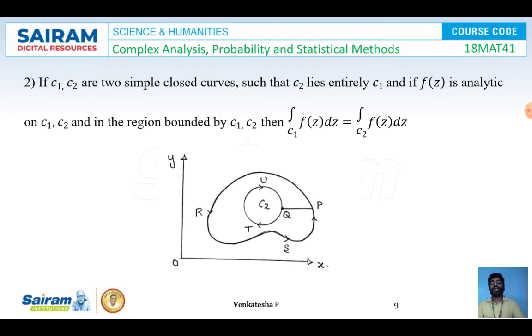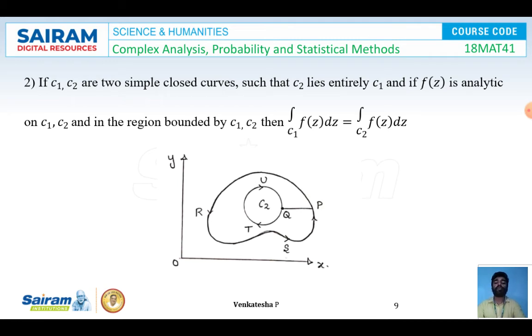Consequence number 2. If C1 and C2 are two simple closed curves such that C2 lies entirely within C1, and if f of z is analytic on C1 and C2 and in the region bounded by C1 and C2 also, then the integral over the region C1 f of z dz will be equal to the integral over the region C2 f of z dz.